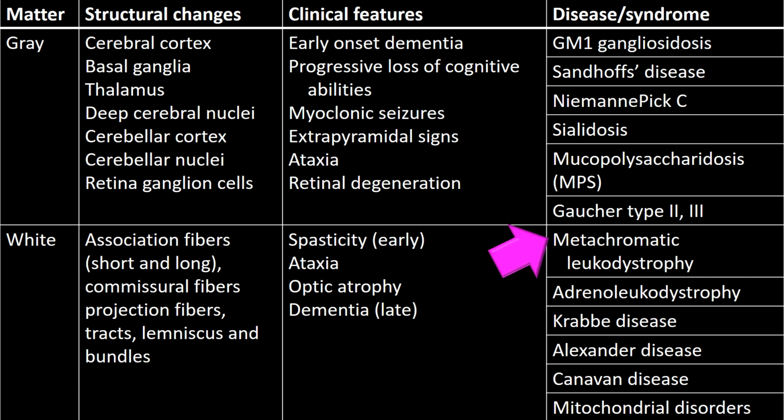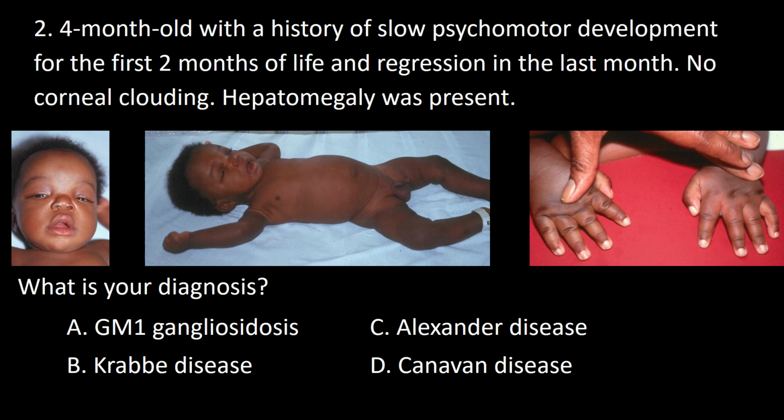And here, the conditions producing white matter disease. We can use this chart to answer the question at hand. Presenting with progressive loss of cognition early in the course of an illness suggests a gray matter disease. Krabbe disease, Alexander disease, and Canavan's disease are primarily white matter disorders, as we have just mentioned. Hence, the likely choice is GM1 gangliosidosis. So the answer to this question is A.